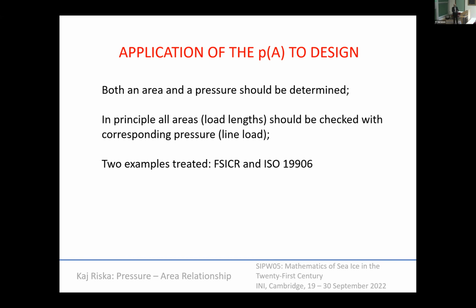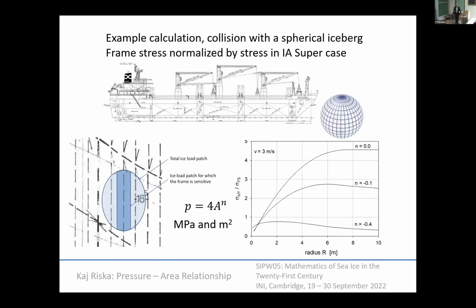You have a structure, you start with a small area and you vary it somehow, and you calculate the response, and the designing response is the largest value, of course. I have two examples: the Finnish-Swedish ice class rules and the Arctic offshore structure rules. But before that, I just show results of a thought experiment. If this bulk carrier hits a round ice floe, yes, I'm getting out of time.